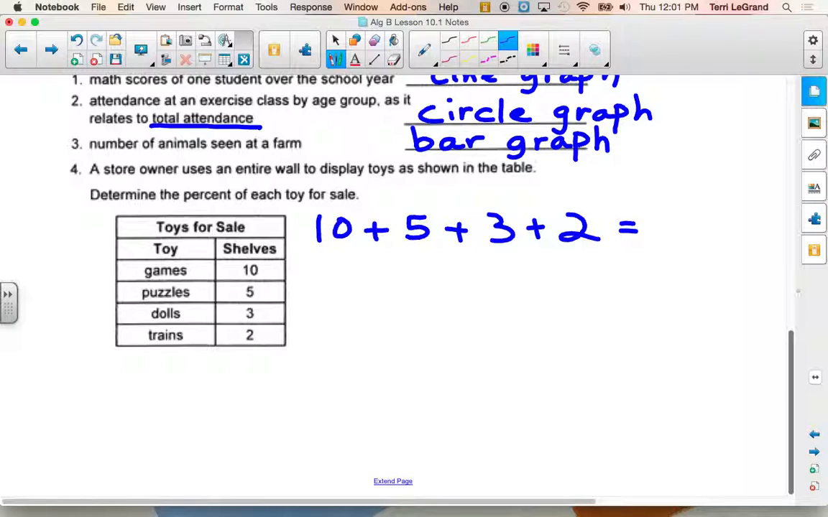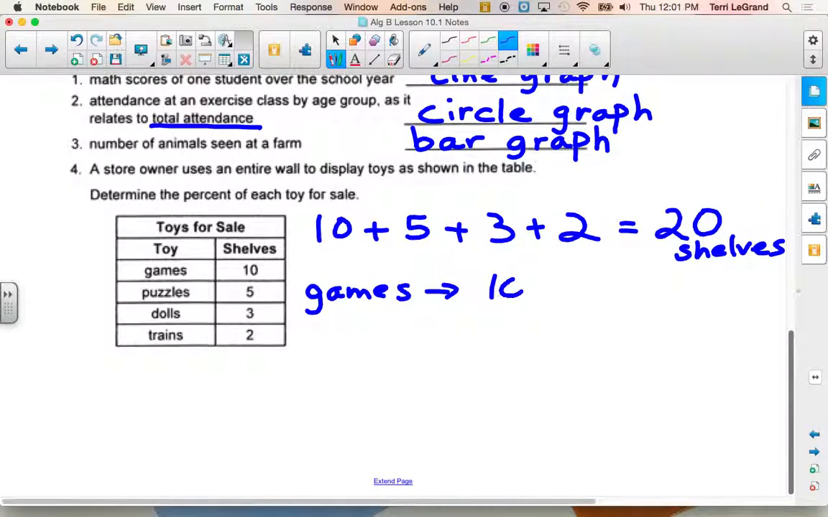Okay, so how many shelves are there? 20. So we have 20 shelves altogether. They're going to put games on 10 of the shelves, so let's start with games. Games are going to go on 10 shelves out of the 20, so what percentage is that? 50%. That's a half, and we know that half of 100% is 50%.